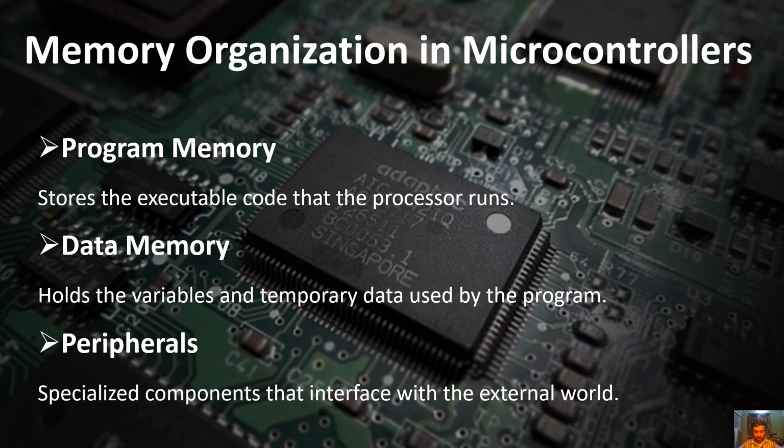Data memory. Data memory in a microcontroller is used for storing variables and data that the microcontroller needs to access during execution. Key points include types, functions, and characteristics. Data memory holds the variables and temporary data used by the program. Characteristics.